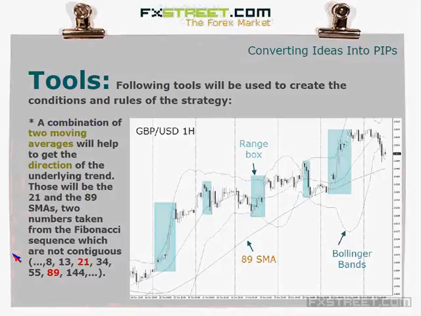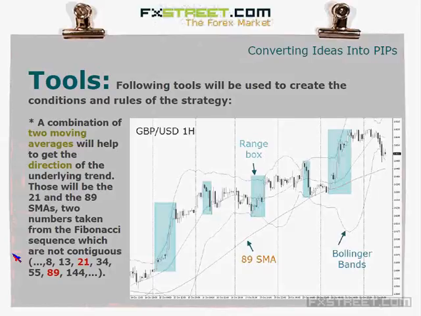Okay, and a combination of two moving averages will help to get the direction of the underlying trend. This will be the 21 and the 89 simple moving averages, two numbers taken from the Fibonacci sequence, which are not contiguous. You see the Fibonacci sequence 5, 8, 13, 21, 34, 55, 89. We choose the 21 also because it's the center line of the Bollinger Band, and again it's an indicator that is commonly used, so I wanted to have it on the chart.